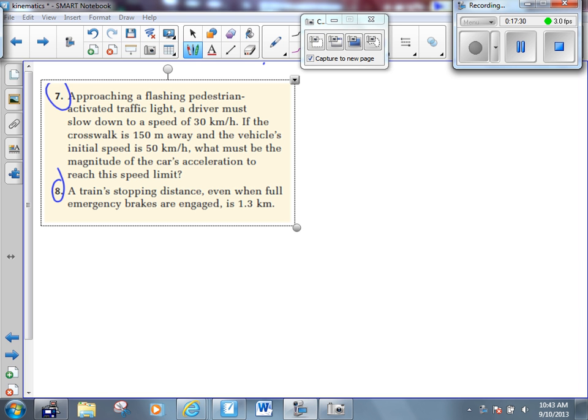It says, approaching a flashing pedestrian activated traffic light, driver must slow down to a speed of 30 kilometers per hour. We keep seeing that kilometers per hour thing, which was okay when it was constant speed, but not anymore. We've got to be in meters per second now. If the crosswalk is 150 meters away and the vehicle's initial speed is 50 kilometers per hour, what must be the magnitude of the car's acceleration to reach the speed limit?